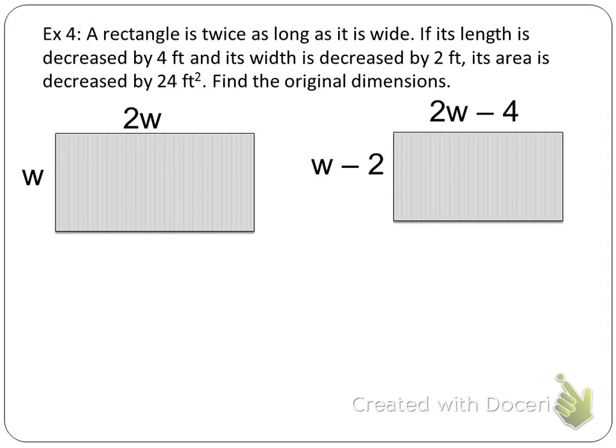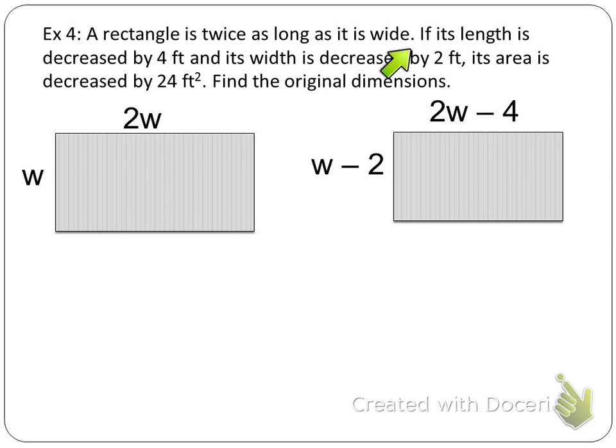Let's see. 2W times W minus or plus 24. No. Sorry. 2W minus 4 times W minus 2 equals 2W times W minus 24. Okay, so you want to do this area, the larger area. You want to decrease it by 24 and make it equal to this area. How do the rest of you feel about this?